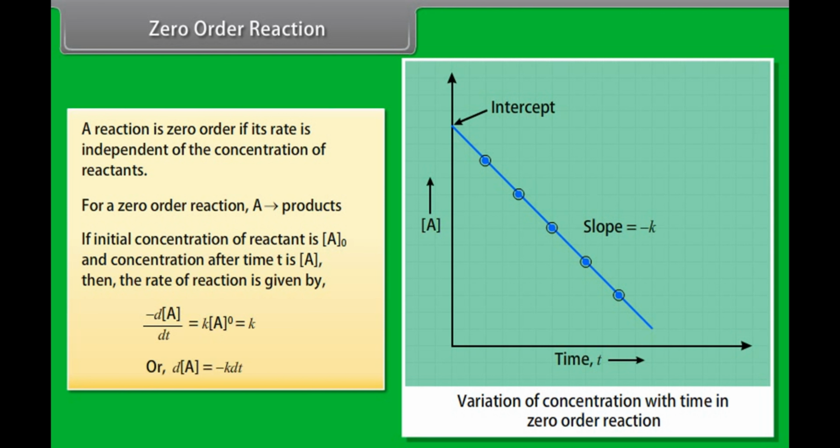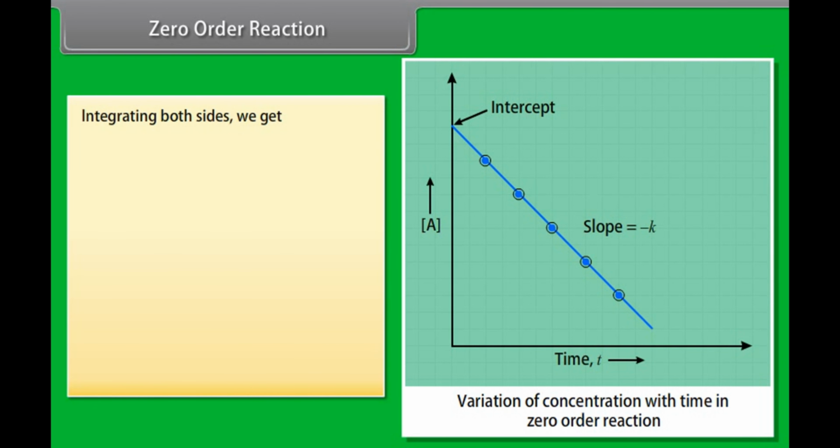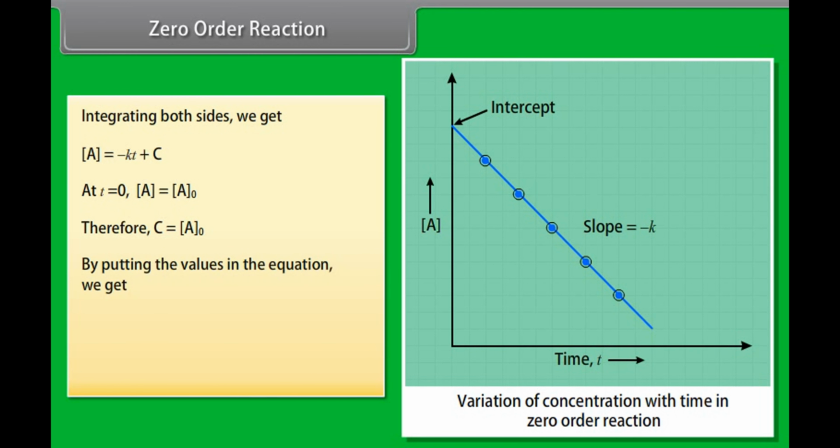It can be written as d[A] is equal to minus K dt. Integrating both sides, we get [A] is equal to minus Kt plus C. At t is equal to 0, [A] is equal to [A]0. Therefore, C is equal to [A]0. By putting the values in the equation, we get [A] is equal to minus Kt plus [A]0. Or it can be written as K is equal to 1 upon t multiplied by [A]0 minus [A].